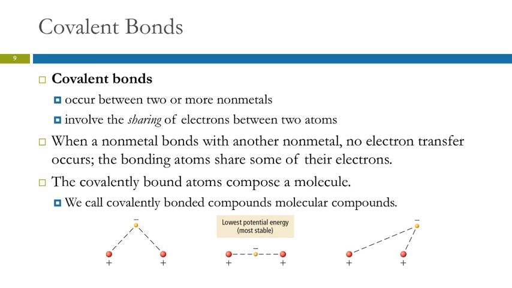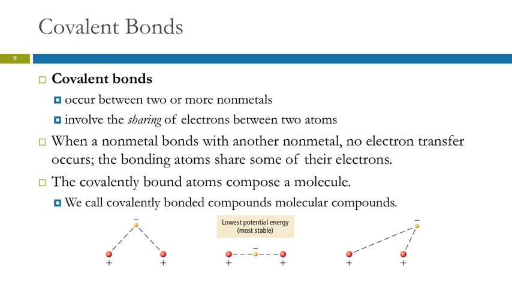So let's look at the covalent bonds. Co is a prefix that means sharing, right? Covalent means we've got valence electrons that are being shared between two atoms. So this is going to happen between two or more nonmetals. If you have a metal and a nonmetal, the metal's going to lose an electron, the nonmetal gains the electron, you've got an ionic bond.